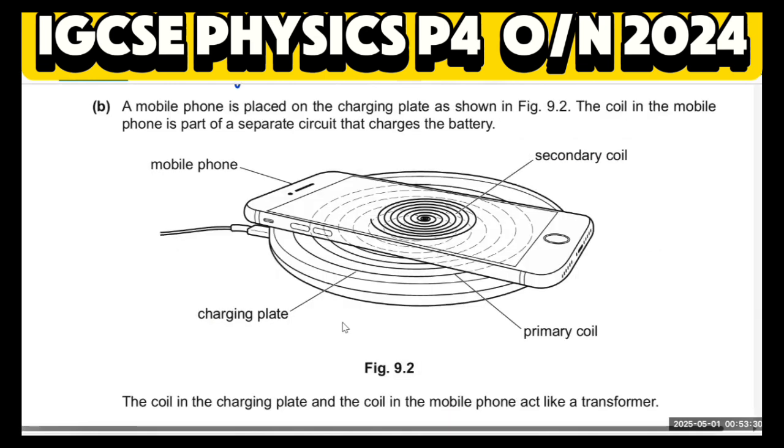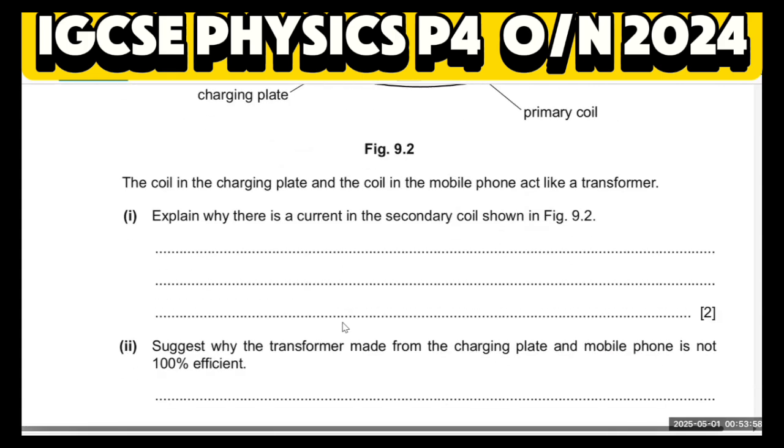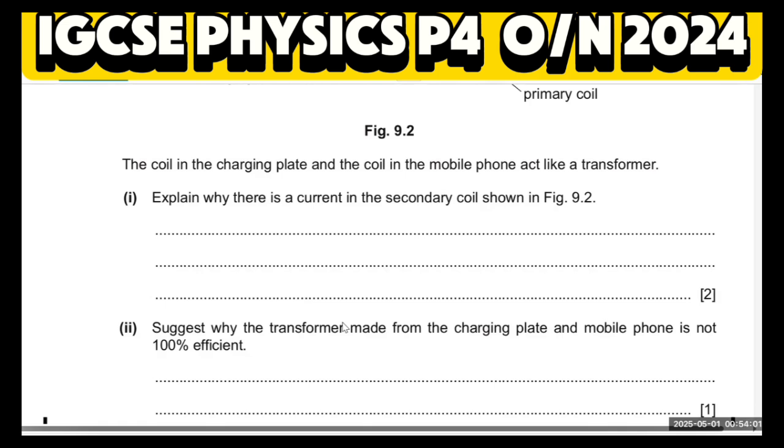A mobile phone is placed on a charging plate as shown in figure 9.2. So you can see that the iPhone is placed on the coil. The coil in the mobile phone is part of a separate coil. So this is electromagnetic induction basically. The charging plate acts as a primary coil, and the coil in the mobile phone acts as a secondary coil. It's just like a transformer. Explain why there is a current in the secondary coil. Why? Because the primary coil is connected with AC, as I discussed.